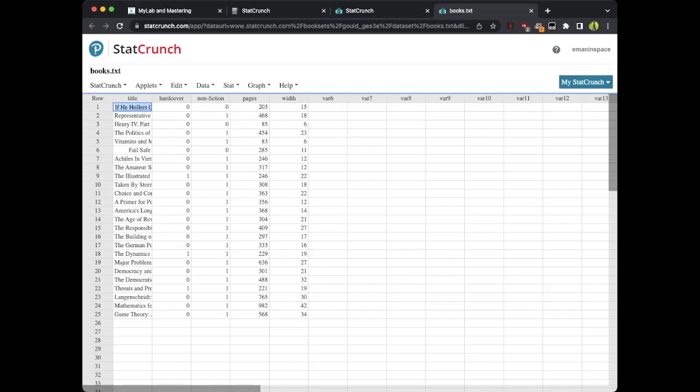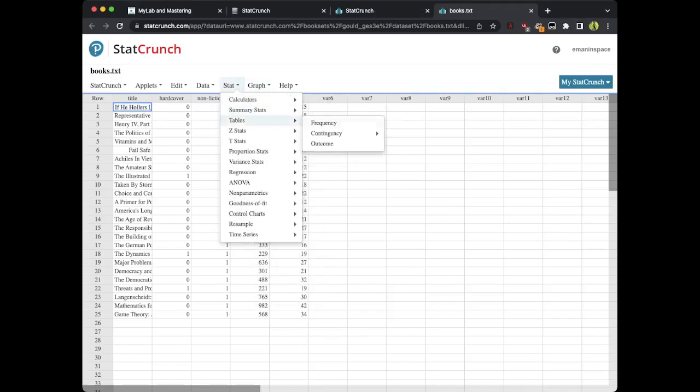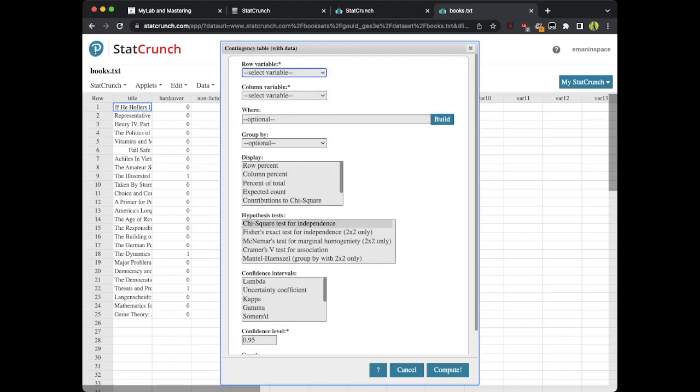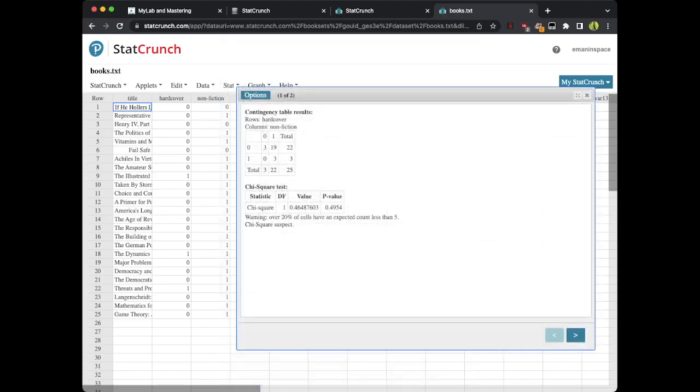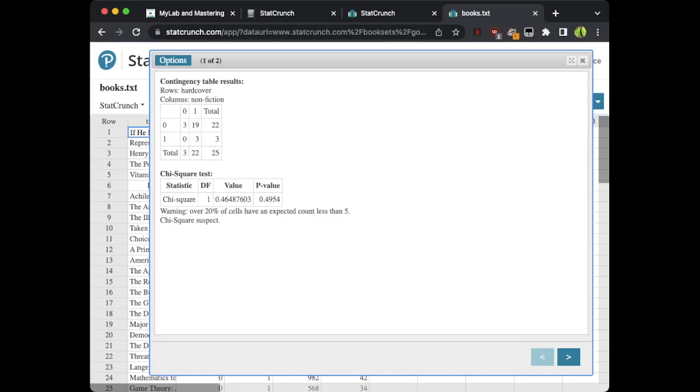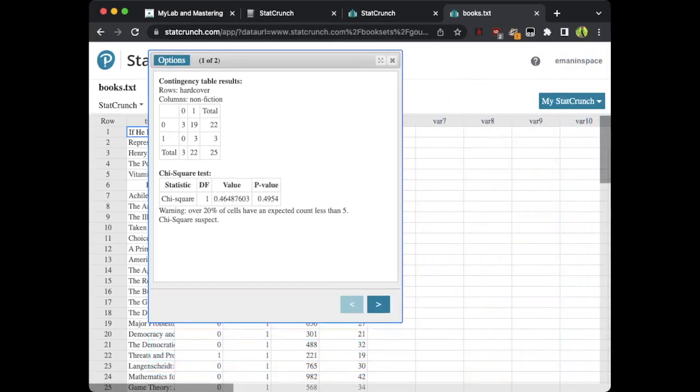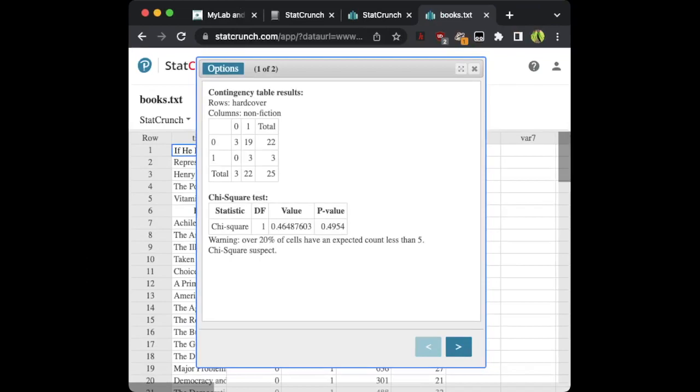Okay, so let's make our table. We're going to go Stat, Tables, Contingency, with data. The row variable is going to be hardcover, and the column variable is going to be nonfiction. Remember, we are restricting ourselves to books that are nonfiction, because that's our given. So the columns are nonfiction. 1 means that it is nonfiction.